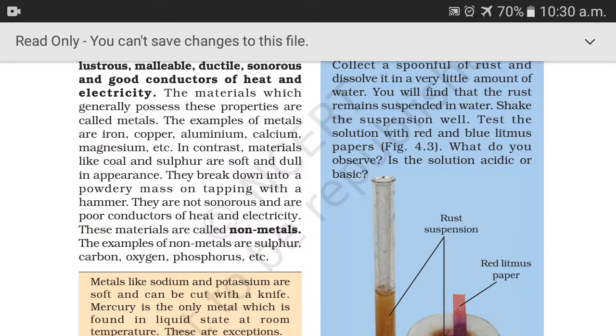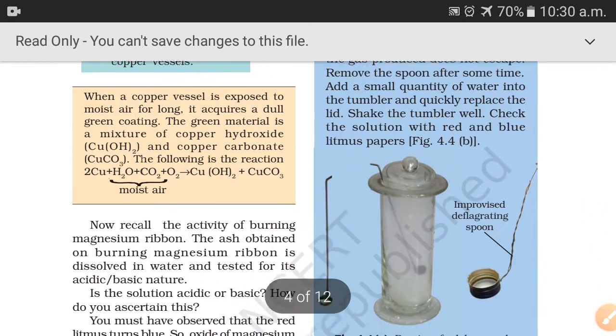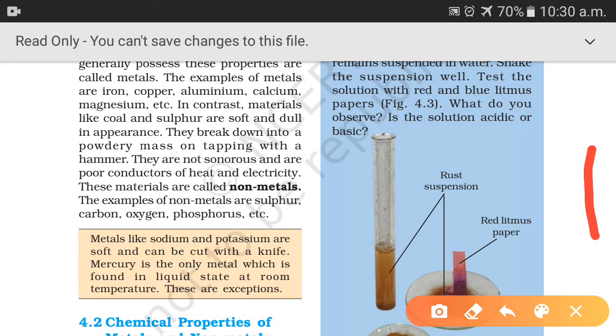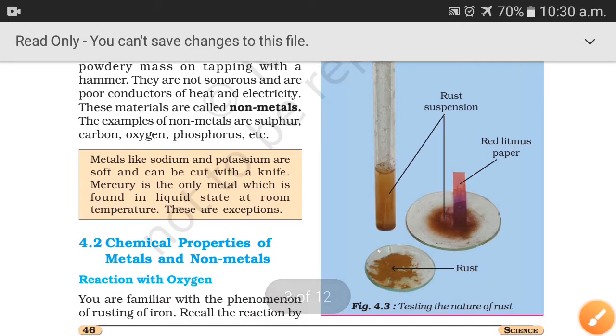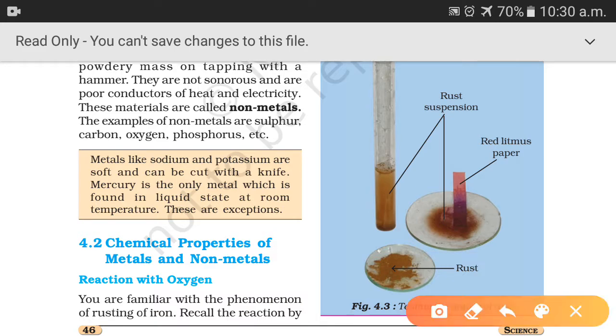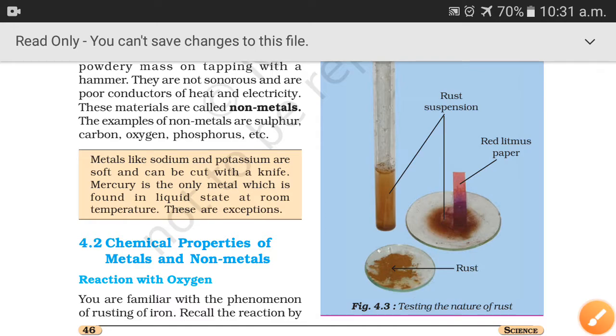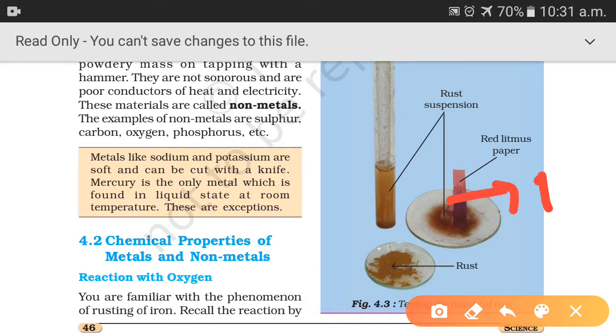So let's see what happens here in the case of iron. You will find, students, that when iron reacts with oxygen and moisture, it forms rust, which is ferric oxide. When you test this ferric oxide with red litmus paper, you can see this color is red, this is red litmus paper, and it turns to blue. See here, it turns to blue. Why does it turn blue? Because it is basic in nature.